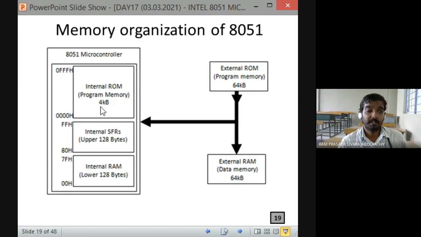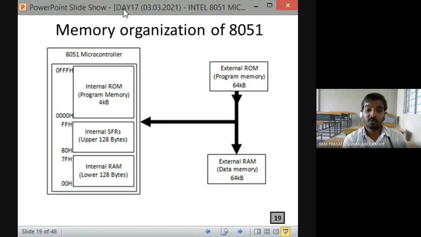Yes, 4 KB. Fine. So what about the range of the address for the 4 KB? That we have to know. One more thing I have told you, whether the program execution is from internal ROM or external ROM, the size of the address is 16 bit. There is no doubt in that.